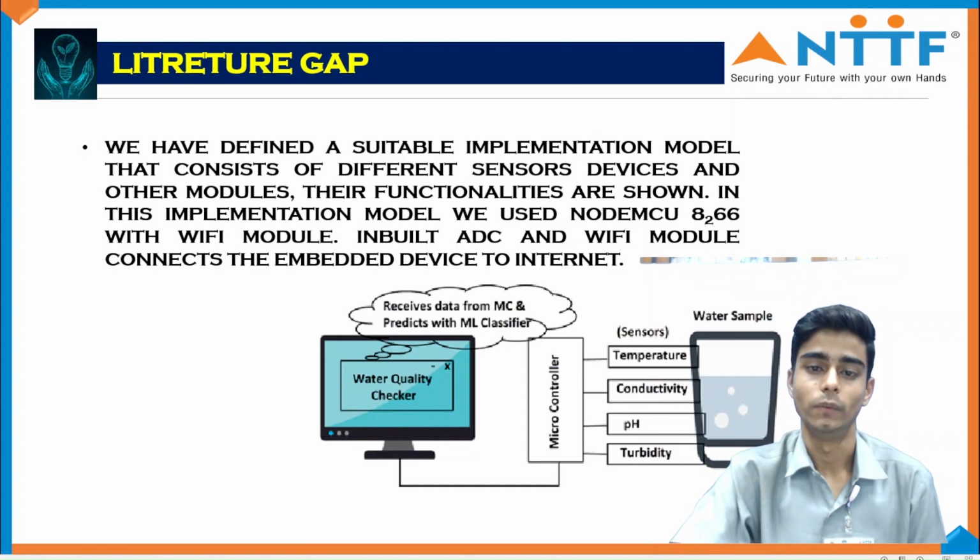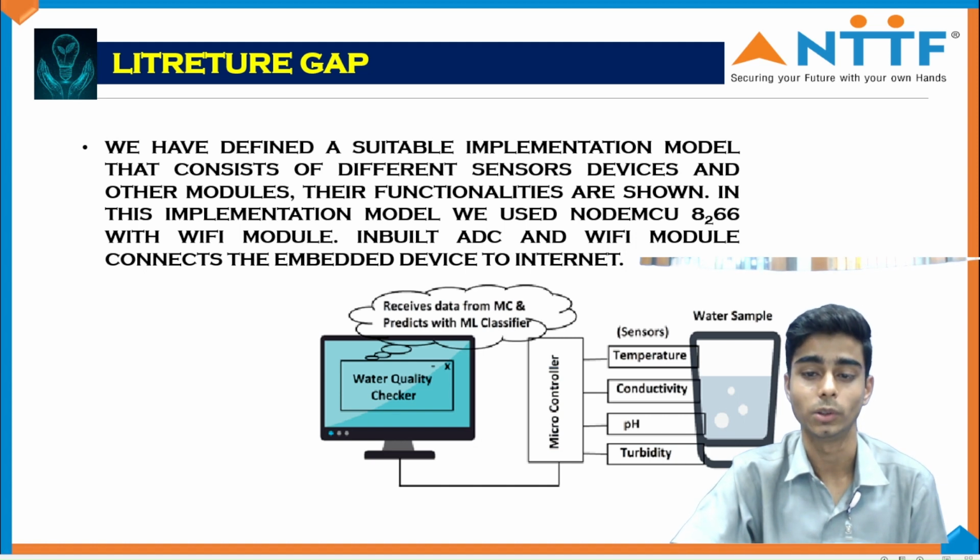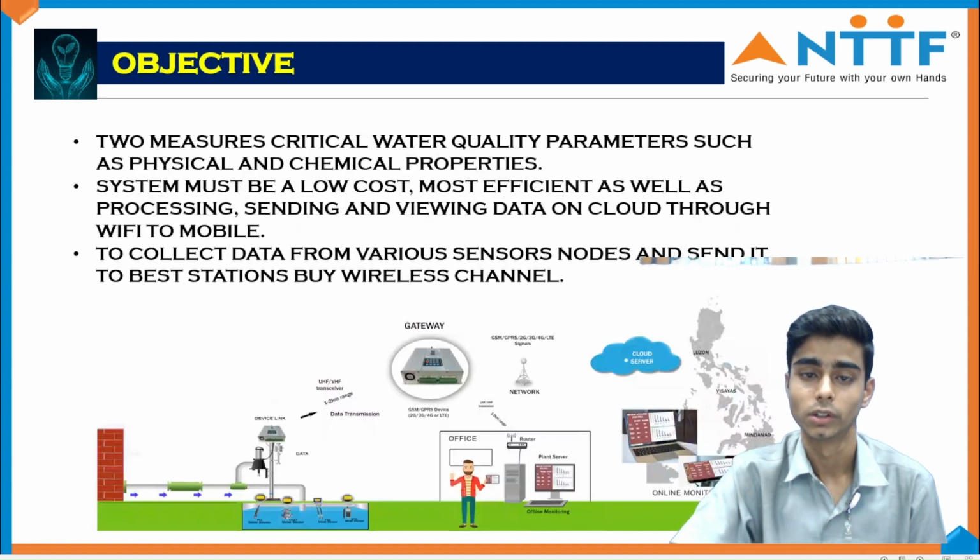Literature gap. We have defined a suitable implementation model that consists of different sensors, devices and other modules. Their functionalities are shown in the implementation model. We used a NodeMCU ESP8266 with a Wi-Fi module and an inbuilt ADC, and the Wi-Fi module connects the device to the internet. As you look at the picture, this is how it works.